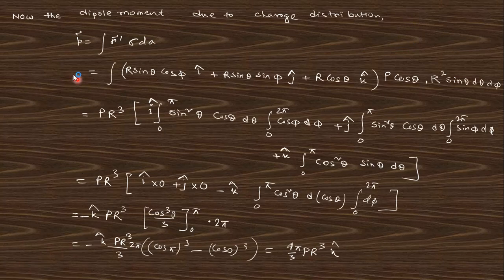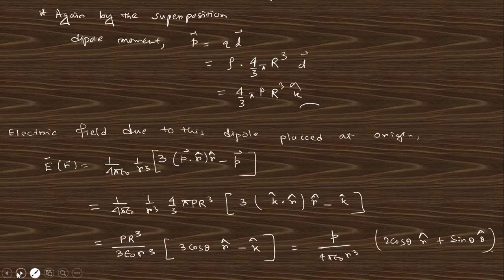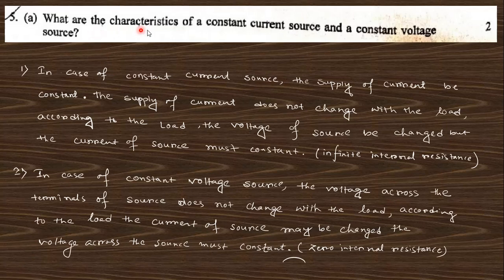Next question. Now the question says, what are the characteristics of the constant current source and constant voltage source? Constant current source means the source always supplies a constant current. That means if we change the load resistance, there will be no effect on the output current. The voltage can change, but the output current of the source does not change.